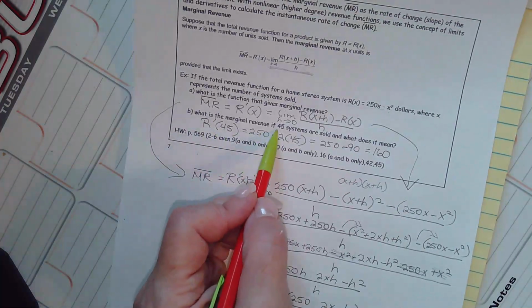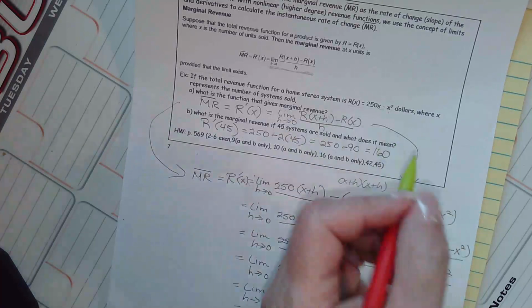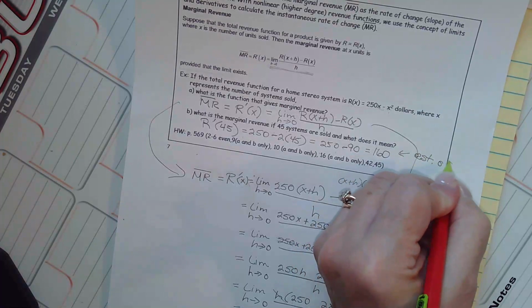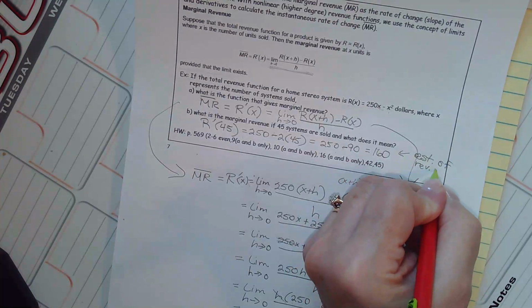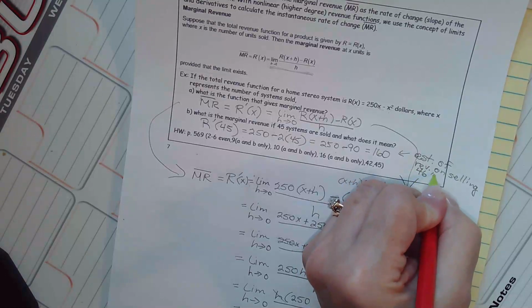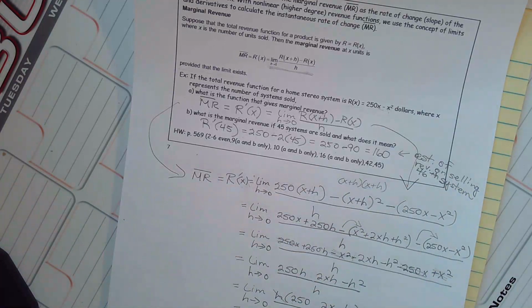Well, it's saying if I'm selling 45 systems, the marginal revenue is the estimate of revenue on selling my 46th system. So that's basically what you're doing. You're trying to estimate, if I'm selling plus one, because you can't sell a part of a system, but if I sold one more system, what would my average rate of change in revenue be? It would go up 160. That's it. That's all it's asking you.